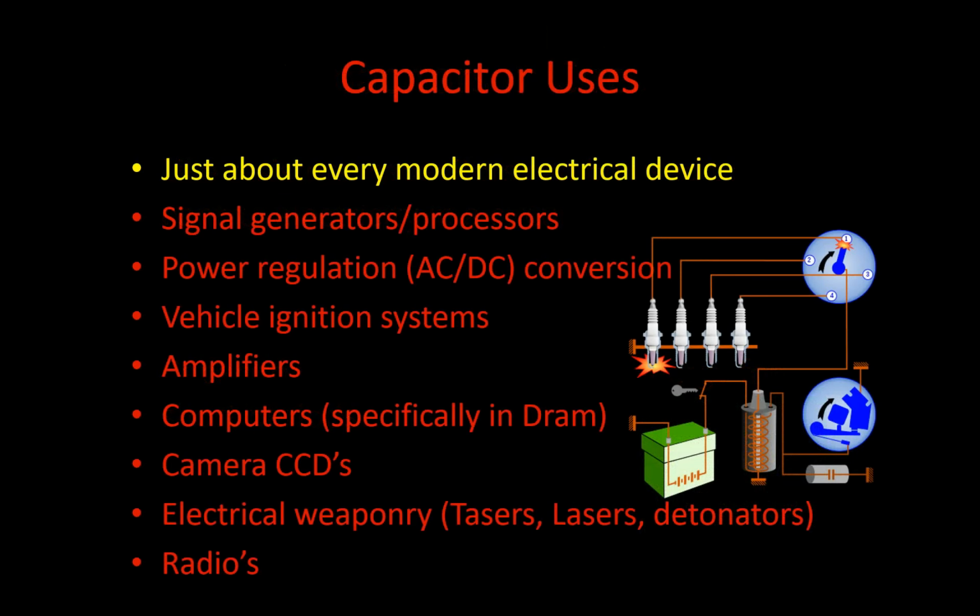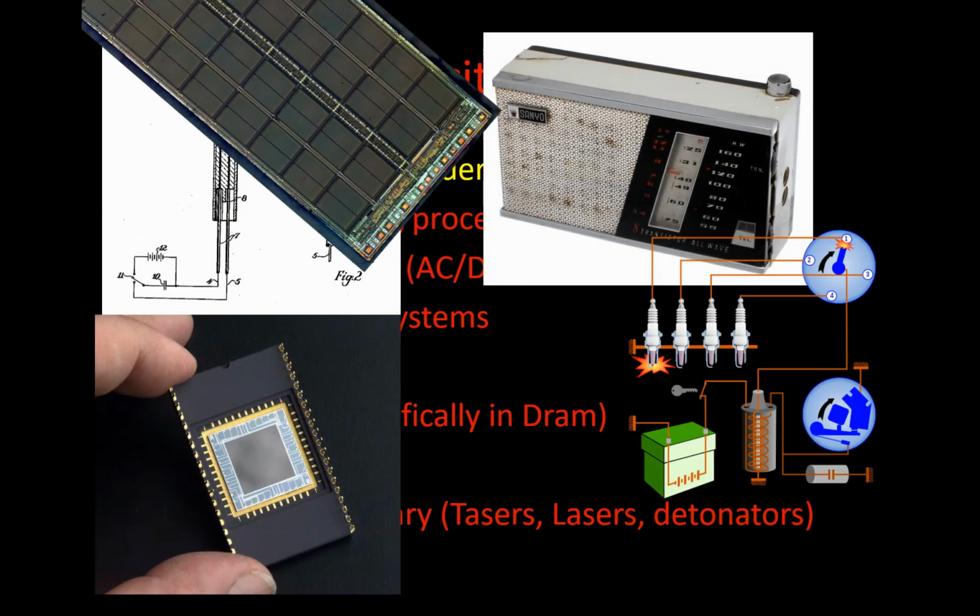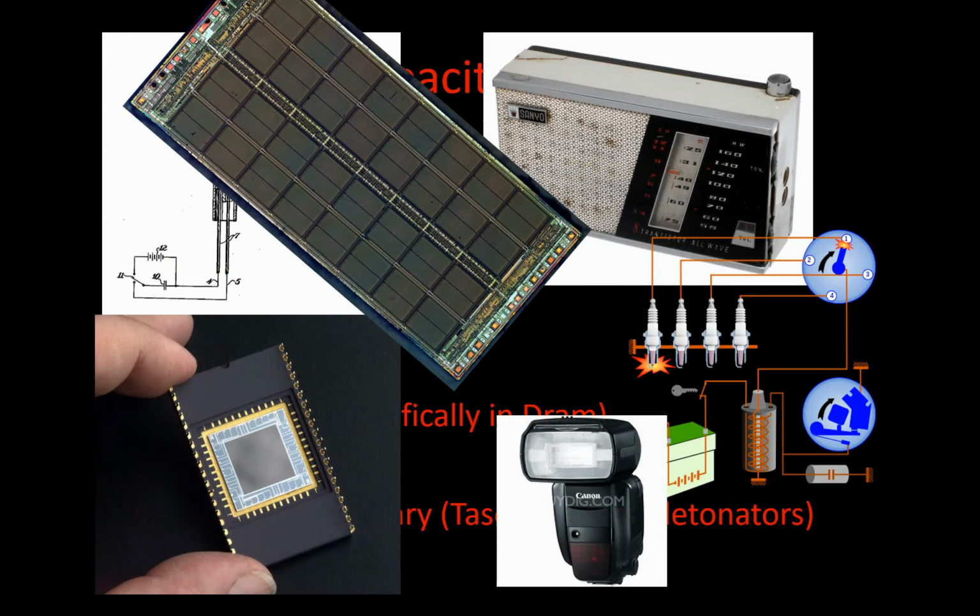And loads of modern electrical devices have these things: signal generators and processors, power regulation, DC conversion systems, vehicle ignition uses a lot of capacitors, amplifiers, computers, nobody uses DRAM anymore, camera CCDs, the chips that are actually in your phone camera that take pictures, electrical weaponry, tasers, lasers, detonators, and radios. So any of these kinds of things will contain some form of capacitor.